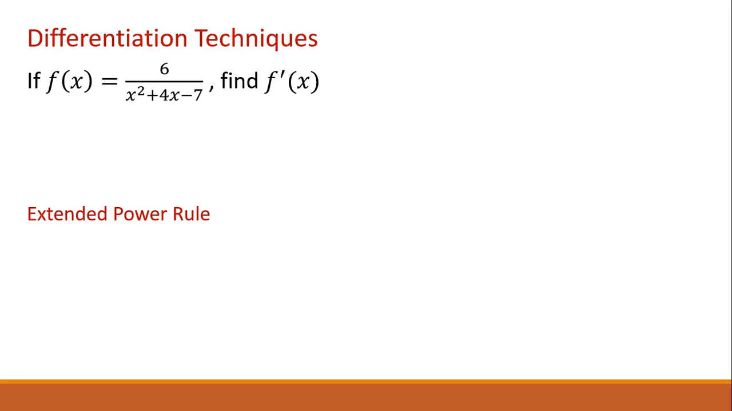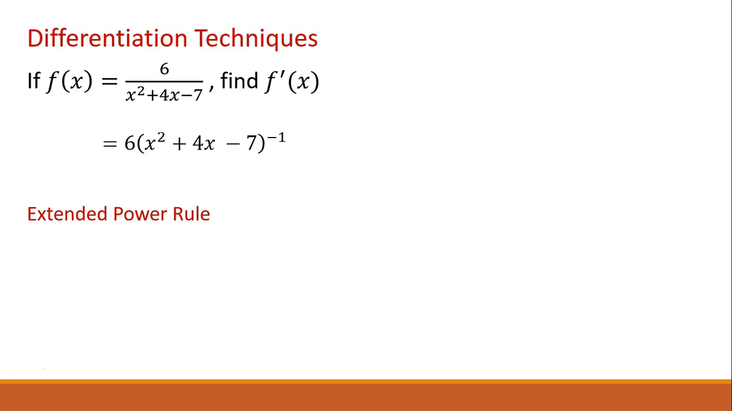We could use the extended power rule if we rewrite the original function. We'd have to rewrite it like this. We'd have to take that x squared plus 4x minus 7, bring it up to the numerator, which would give it a negative first power. Remember, that is not a derivative. We're just rewriting the original function.